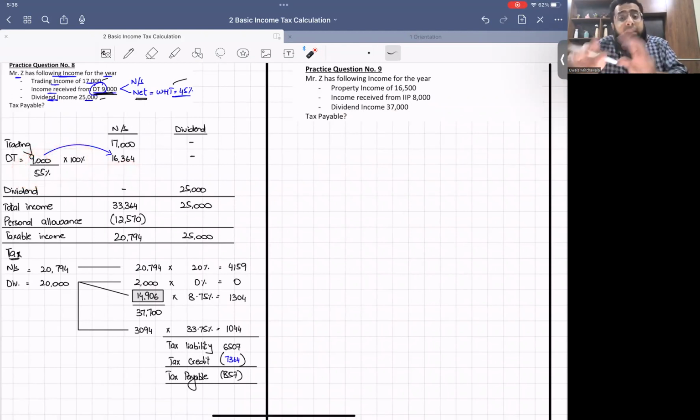45% was the advanced tax, which was already adjusted. So we need to gross it up. Okay? We arrived at the value of total income. Personal allowance is adjusted to find out taxable income.